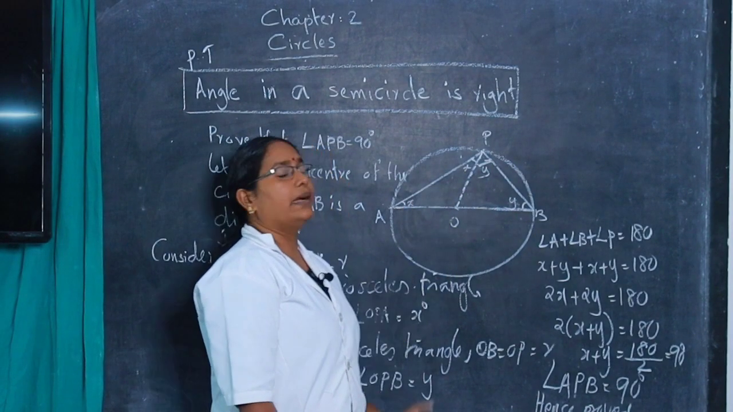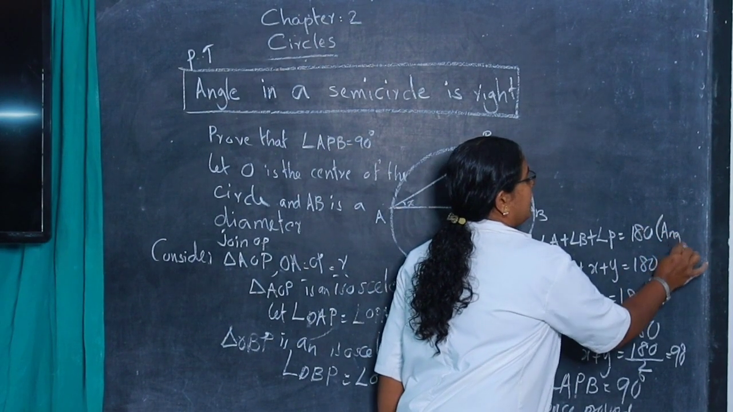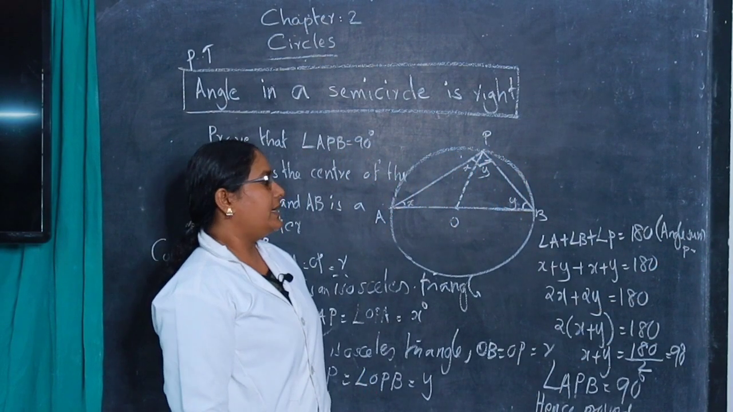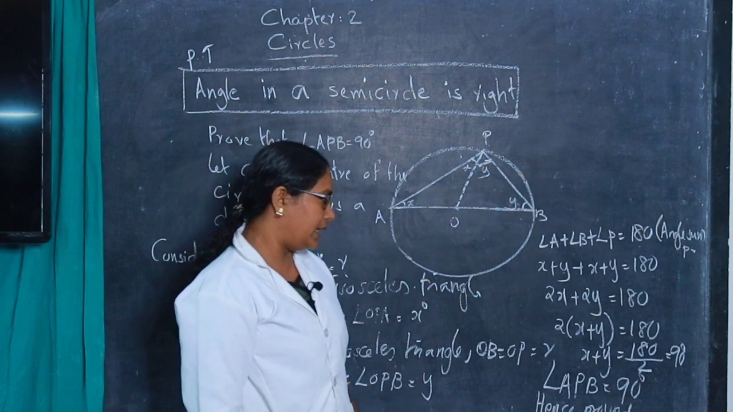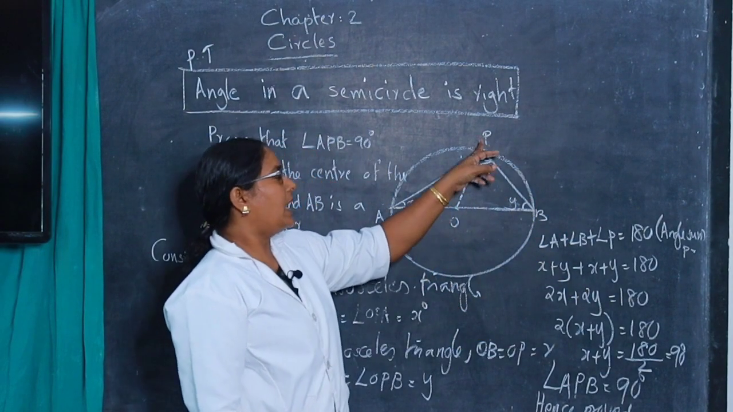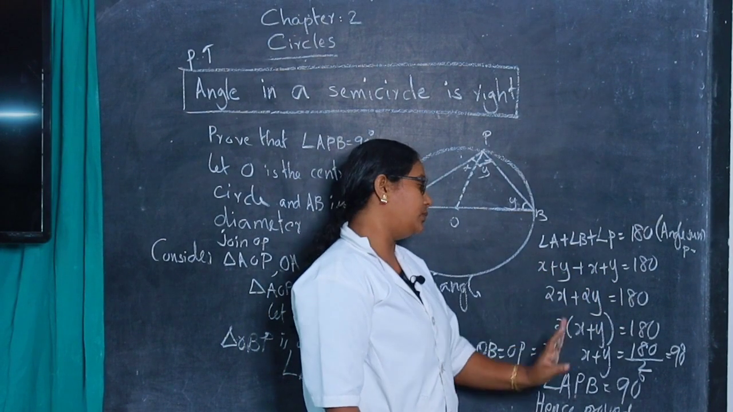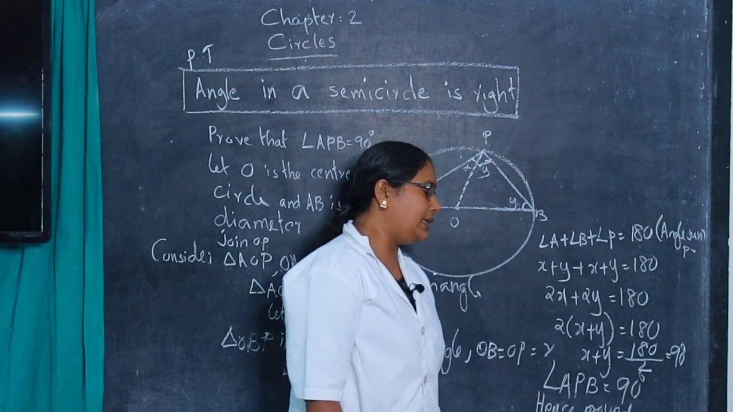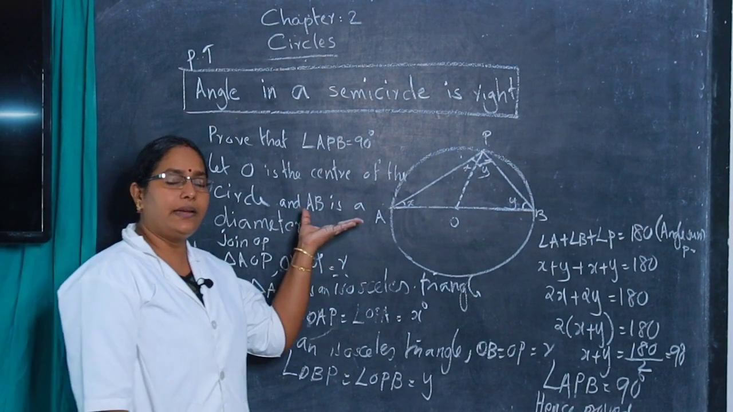Adding these three angles, we get 180. What is the reason? Angle sum property. And what is the angle sum property? The sum of the angles of a triangle is 180. A plus B plus P equals 180. A is X, B is Y, and angle P means X plus Y. X twice is 2X, Y twice is 2Y. Taking 2 outside and bringing it to the RHS, we get 90 degrees. Therefore, angle in a semicircle is right. Is the idea clear? Okay.